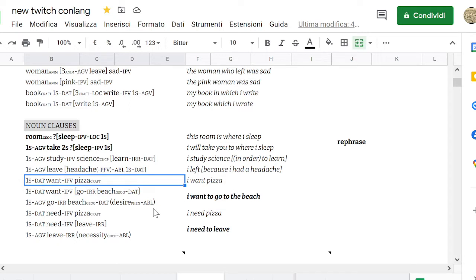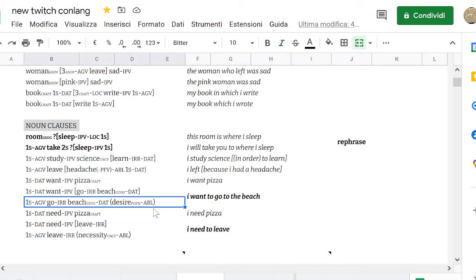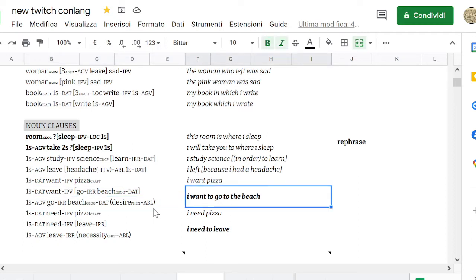We had the patientive of want. If we want pizza, then the patient is pizza, and the experiencer is I. And then here, with want to go, it is the patient of want, or it's in the patientive case, so you don't mark it. And in that case, it's typically going to just come after the verb.